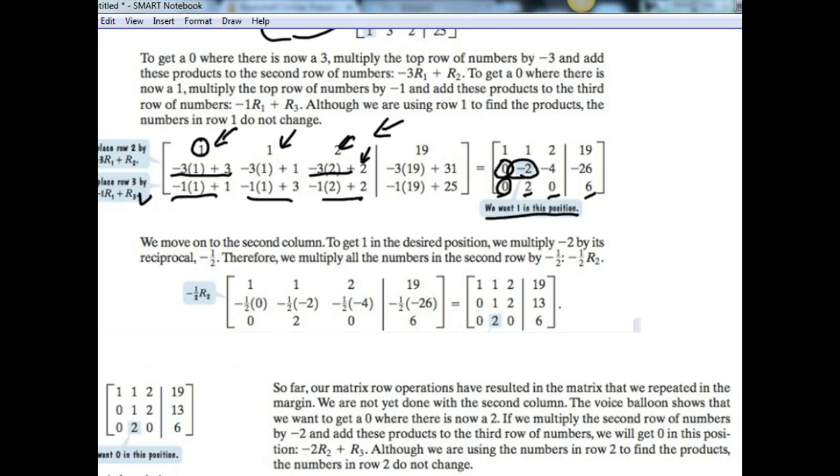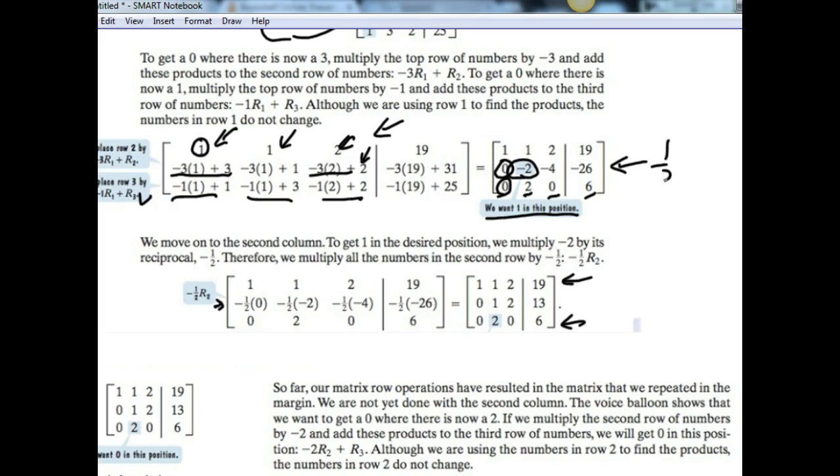So the best thing to do here would be simply to multiply row 2 by 1/2, or divide everything by 2. And that's what they've done. They've simply taken this second row here, and they're dividing everything by 2. Notice the first row doesn't change, the last row doesn't change. The only thing that changes is the middle row.